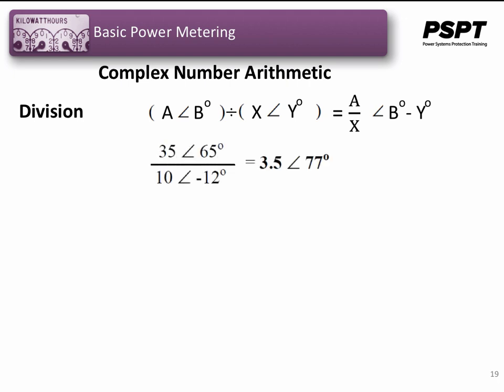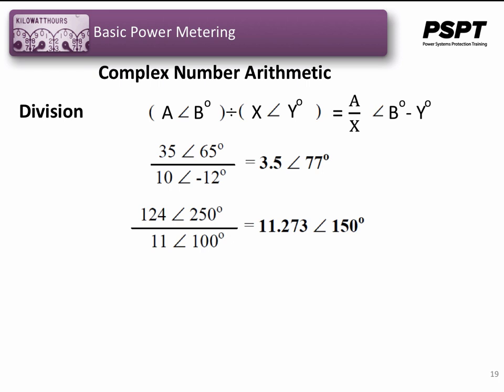35 at 65 divided by 10 at minus 12, you divide 35 by 10 and end up with 3.5 as the magnitude, and you subtract minus 12 from 65. It's the same as adding 12 to 65, giving you a resultant angle of 77 degrees.